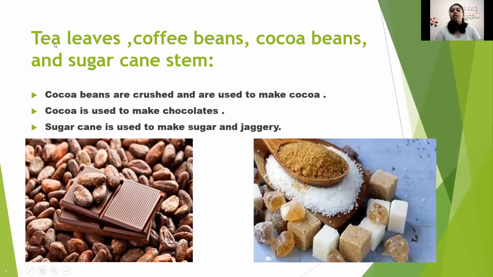Okay, then coming to tea leaves, coffee beans, cocoa beans, we're still talking about this. Now, cocoa beans are crushed and are used to make cocoa. So these beans are crushed, and that is how they make cocoa. Cocoa is used to make chocolates. Sugar cane is used to make sugar and jaggery. The sugar cane that you see, these long, huge plants, gives us sugar, and also they make jaggery. That is also a sweet, also like sugar.